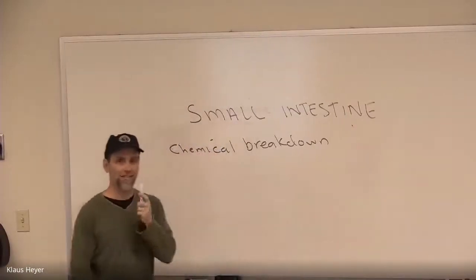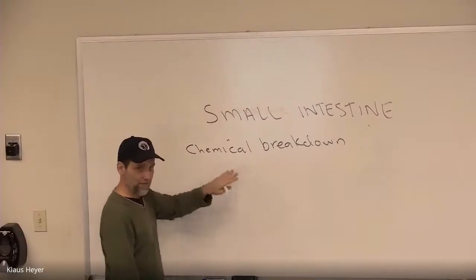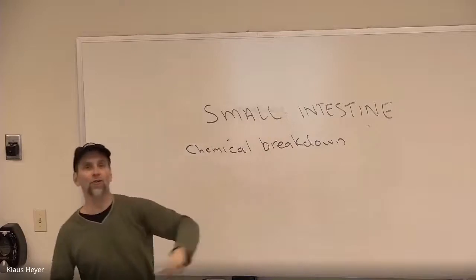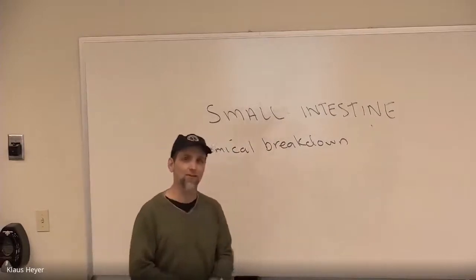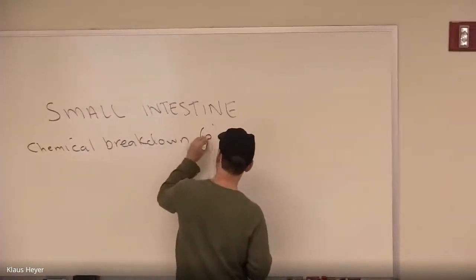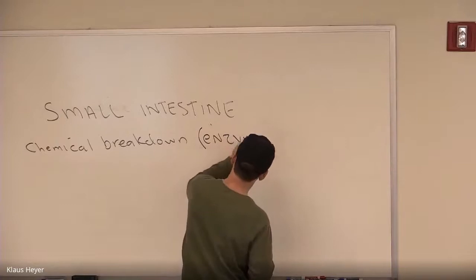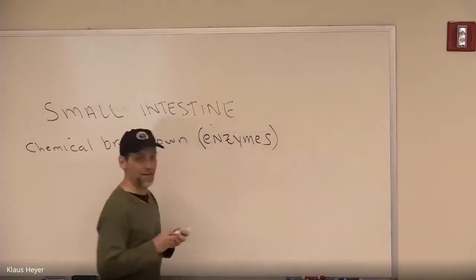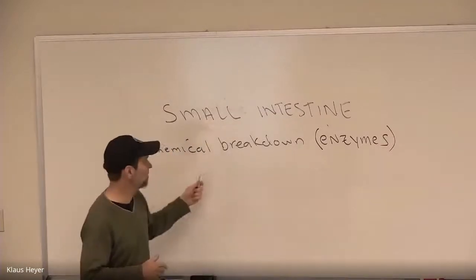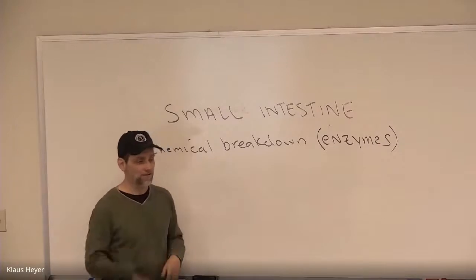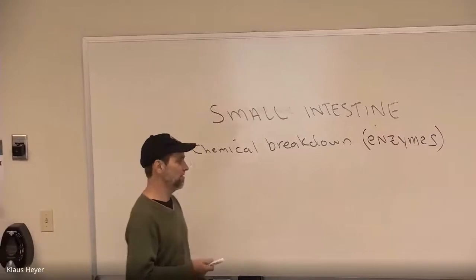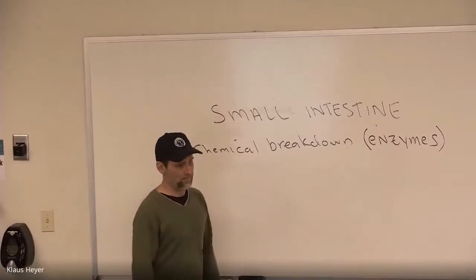All right, the chemical breakdown. So even if something's liquid, even if you're drinking your food and it's liquid, you still have to chemically break this food down. And we do this through enzymes. Remember, enzymes make anything happen. Enzymes break things down, but they also build things. In this case, we're talking about digestion, so we're talking about digestive enzymes. They're breaking things down.